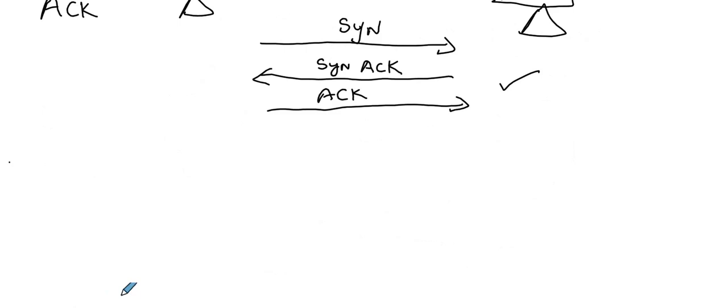Now suppose PC1 decides it no longer needs the connection to server 1. I explained how the connection is established between PC1 and server 1. Now I have to explain how the termination process is done.